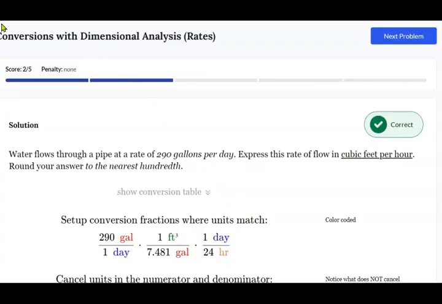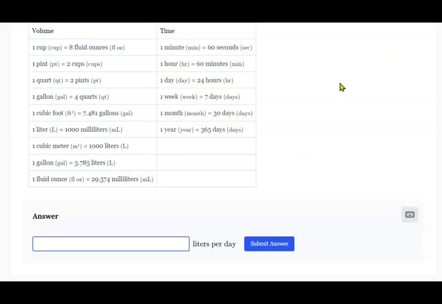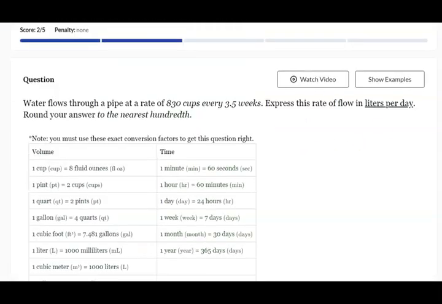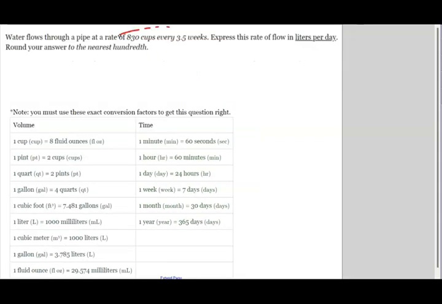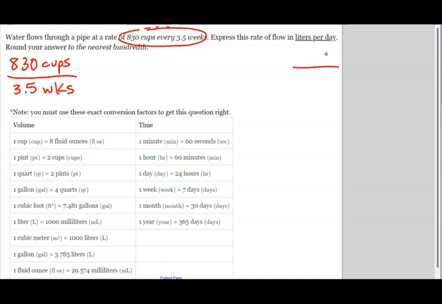All right, let's try one last question. This one says, water flows through a pipe at 830 cups every 3.5 weeks. Express this rate of flow in liters per day, round to nearest hundredth. All right, first things first, set up your first rate here, 830 cups every 3.5 weeks. Then over here on the right-hand side, we write down what we want, liters per day.